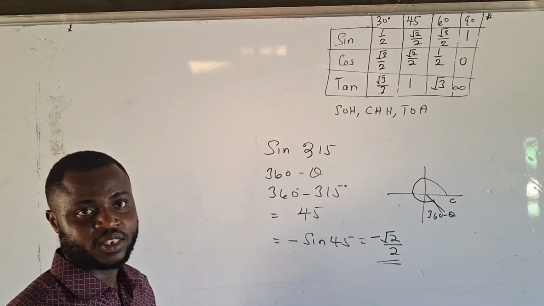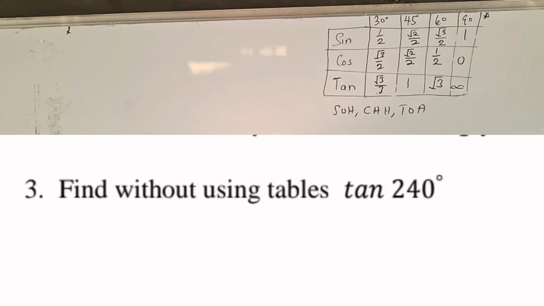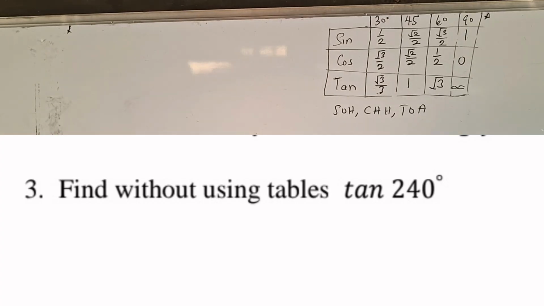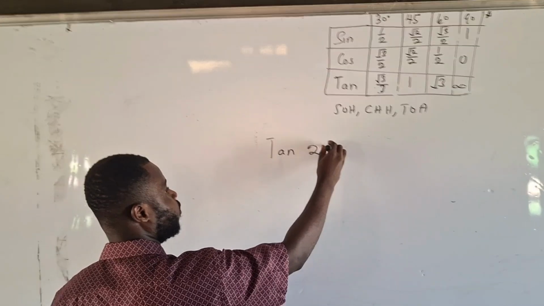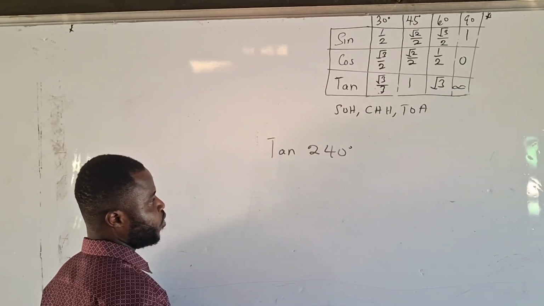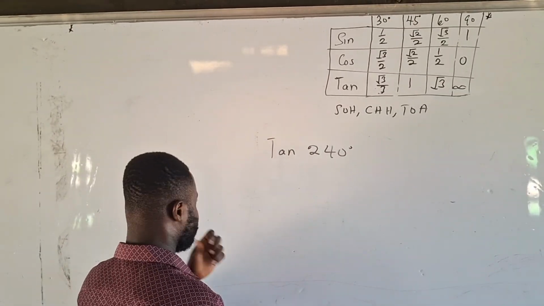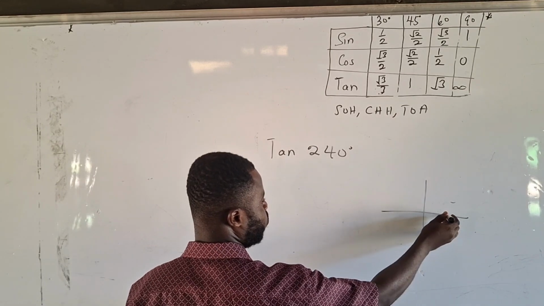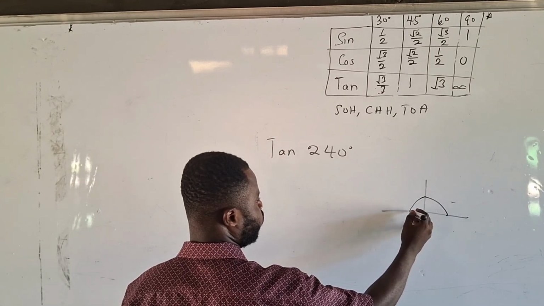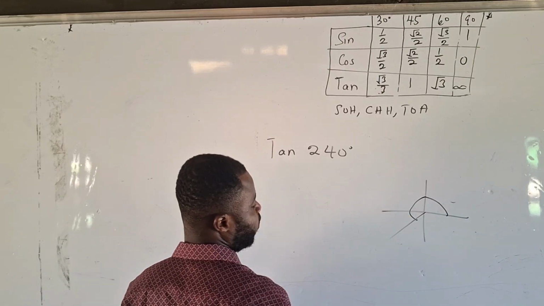So we are taking the third question, which is the last question. The third question on the screen says we should find, without using tables or calculators, tan 240 degrees. Now, tan 240 will fall within which quadrant? This is the first, second, so it will fall within the third quadrant.